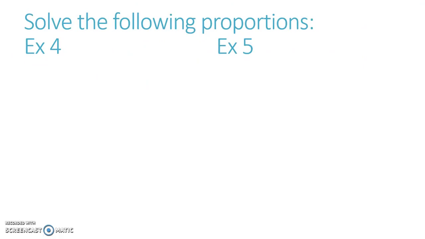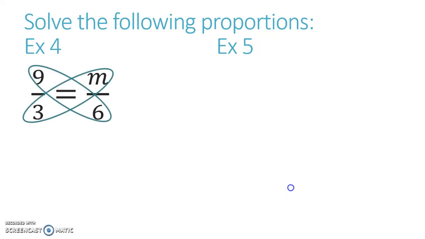Then we're going to solve these proportions. You've done this before, cross multiply. So 3 times m is 3m, and that equals 54. So divide both sides by 3, and you get m equals 18.